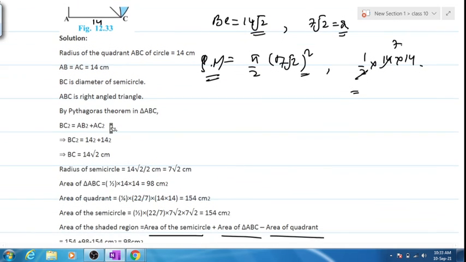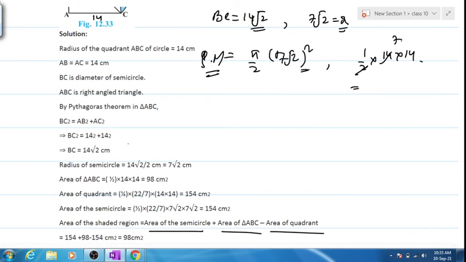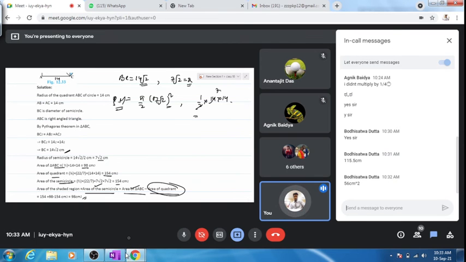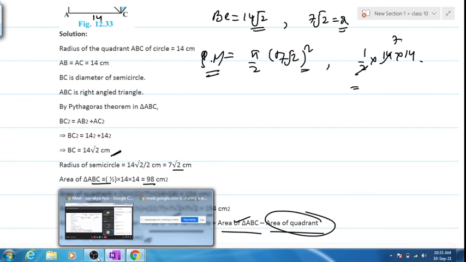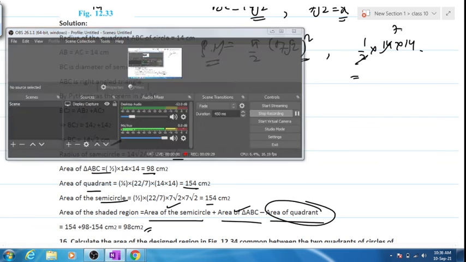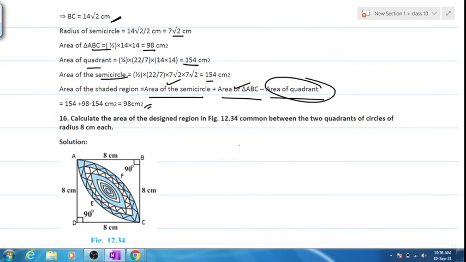Did everybody understand the basic outline of this numerical? Once you have the diameter, calculate the radius, find the area of the triangle, 98, and then the area of the quadrant, 154, and the area of the semicircle is 154. You add these two and subtract the quadrant, and you will get the answer as 98 centimeters square. Now if anybody has any problem regarding this, please ask me right away.